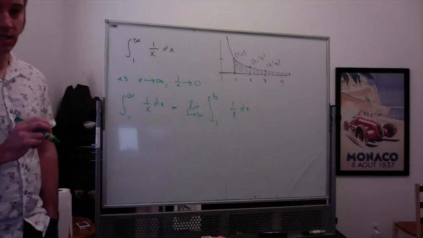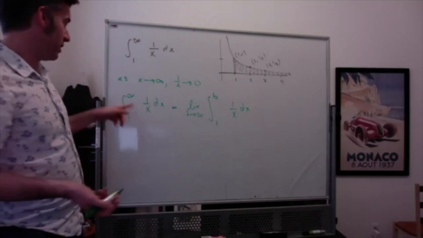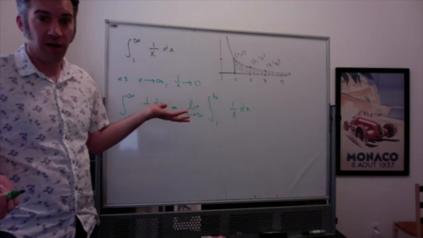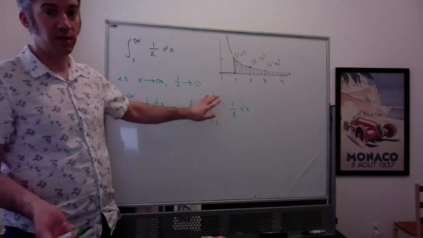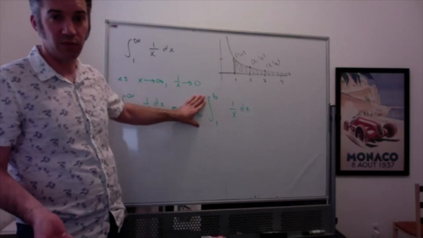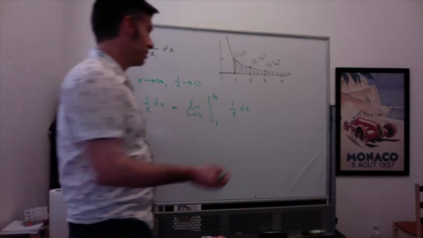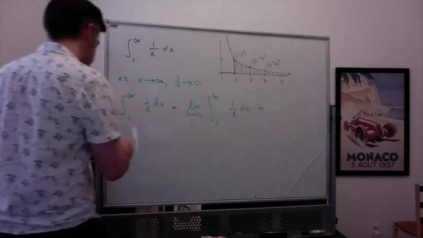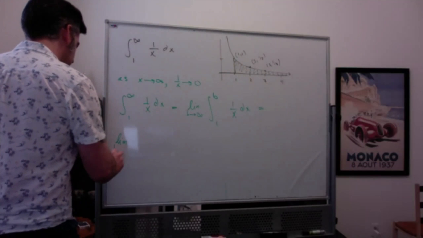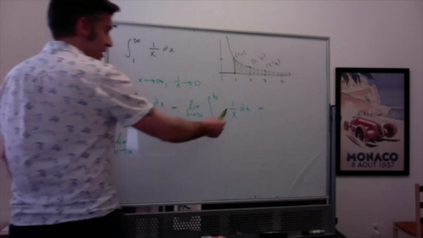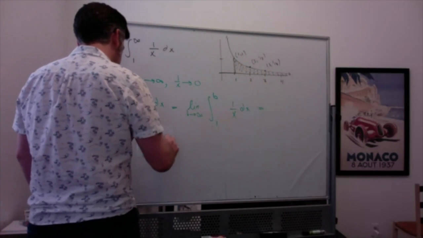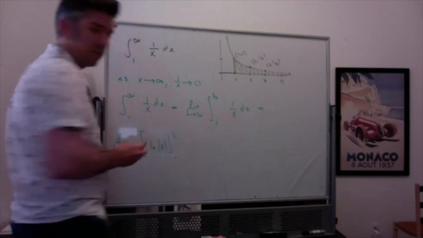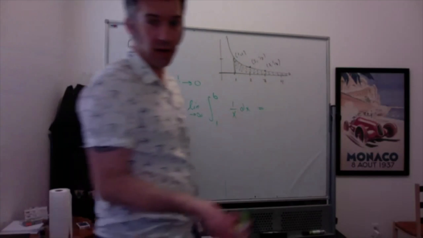So that's always the idea, especially if you've got an infinity. Replace the infinity with some convenient letter, and then take the limit as that letter goes to infinity. So now we're just going to treat this integral as normal, and we're going to do the limit part at the very end. So let's see what happens. If the limit is b goes to infinity, the integral of 1 over x is the natural log of the absolute value of x from 1 to b. We're going to plug in b and 1.